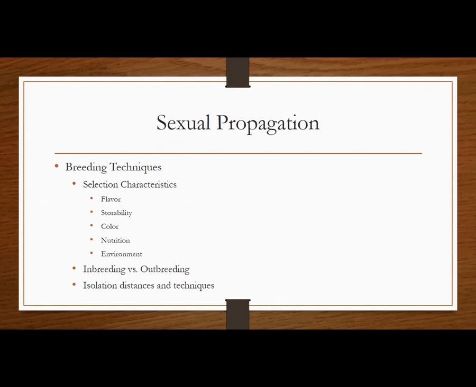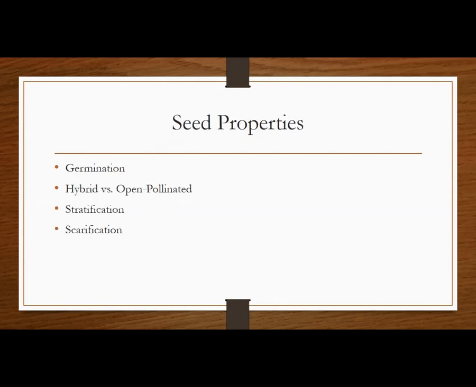So what are the selection criteria? What are they looking for in breeding the crops? Is it flavor or storability, color, maybe, nutrition, environment? Are the plants inbreeding or outbreeding? If you were to save seed from them, do they need isolation? How would you do that isolation? So we're going to kind of build on this throughout the semester, but I want you guys to get a good start on this project now.